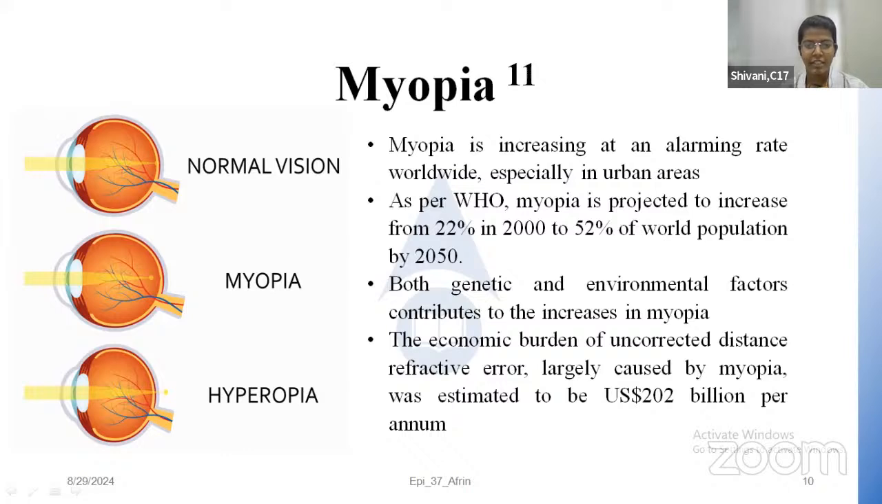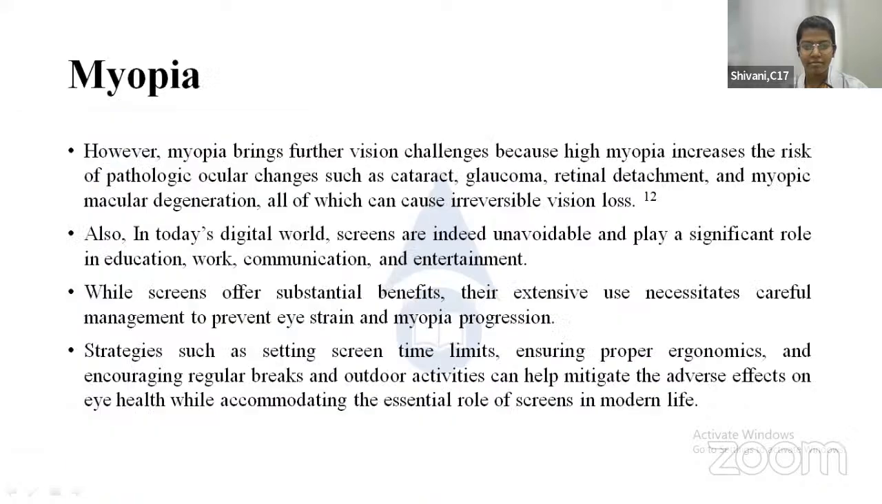Both genetic and environmental factors contribute to the increase in myopia. The economic burden of uncorrected distance refractive error, largely caused by myopia, was estimated to be $202 billion per annum. However, myopia brings further vision challenges because high myopia increases the risk of pathological ocular changes such as cataract, glaucoma, retinal detachment, and myopic macular degeneration. All of these cases cause irreversible vision loss.